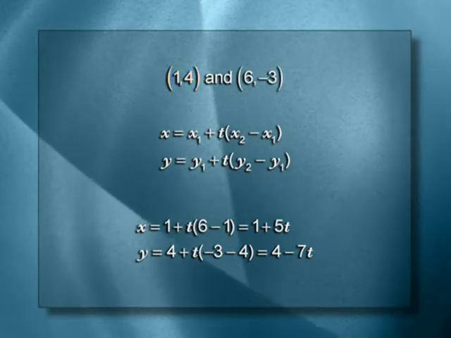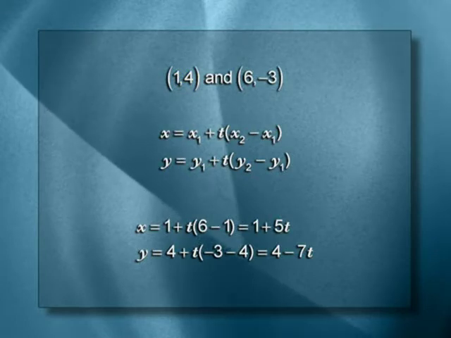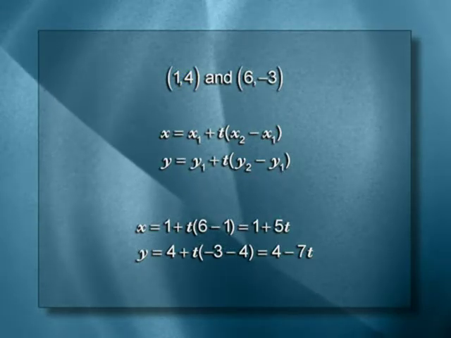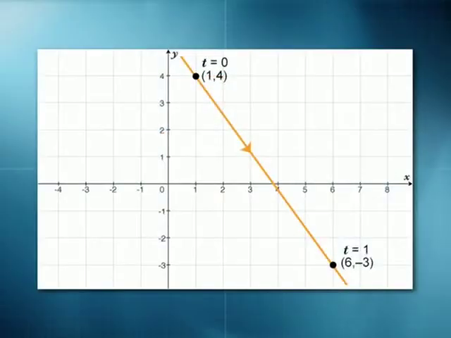What if t is 1? Where am I? Well, the first equation gives 6, and the second equation gives minus 3. Bingo, I'm at the second point. Here's a picture of that situation. At time 0, we're at 1, 4, and at time 1, we're at 6, minus 3, and you see that as t varies, we go up and down this line.